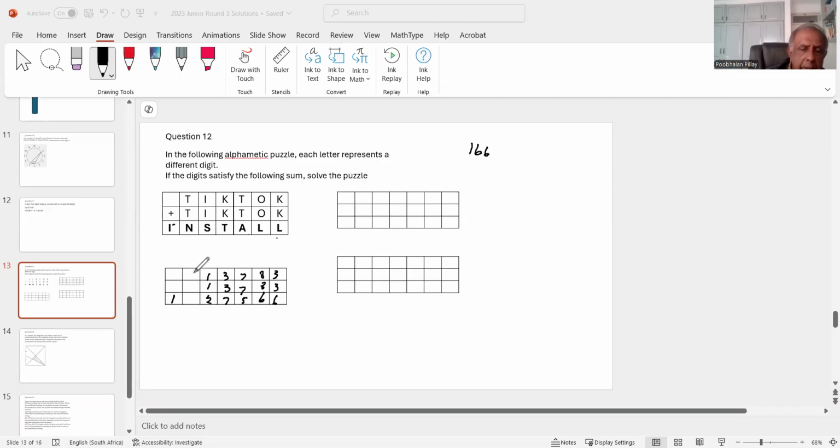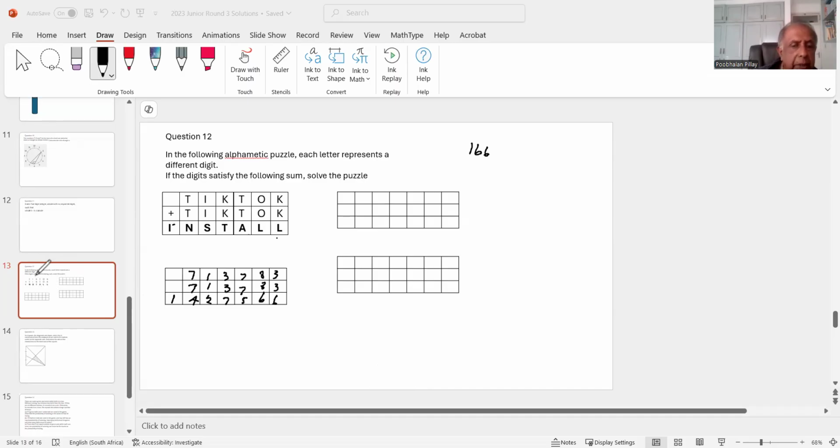Oh. So this is also 7 here. T is 7. T occurs so many times. So you're carrying 1. 7 plus 7 is 14. Okay, that's nice. Now no number is repeated. So that's the answer. What is TikTok equal to? It's 713783. All right, so that takes care of problem 12.